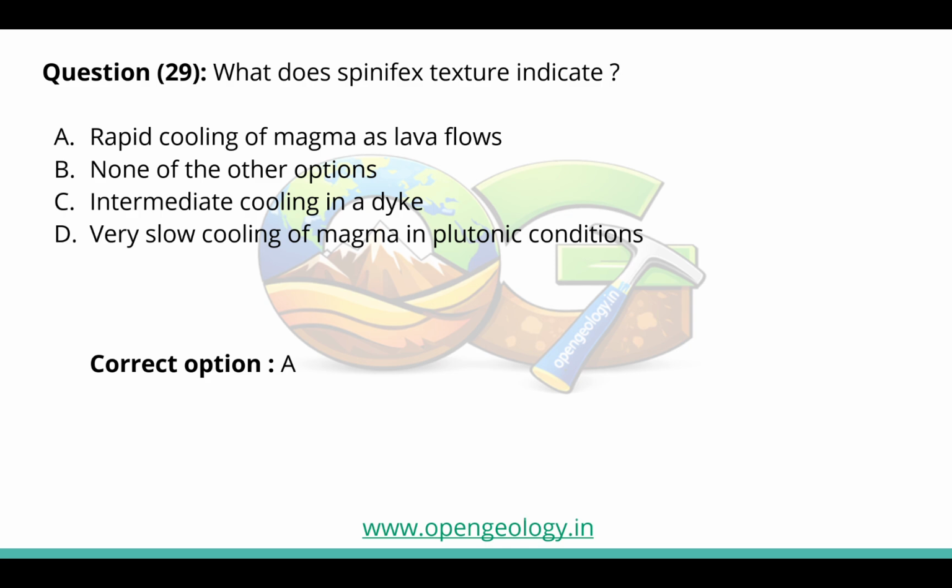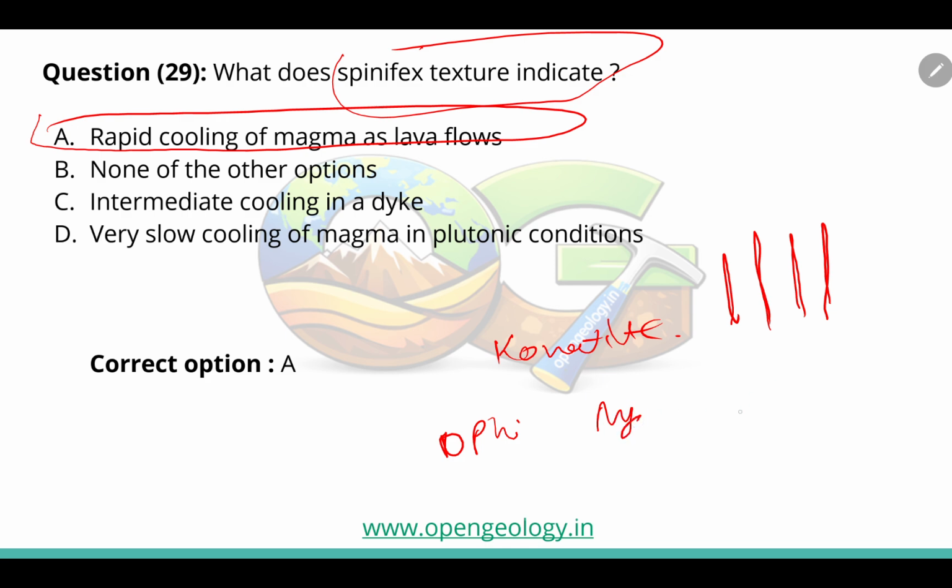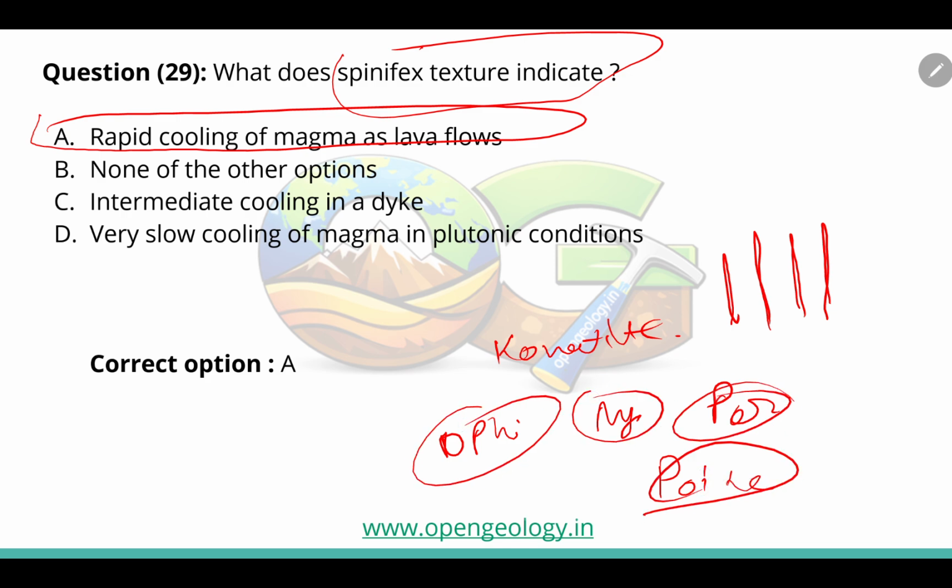Now another question is, what does the Spinifex texture indicate? Spinifex texture is a characteristic of komatiite rock. This komatiite rock shows spinifex because of the rapid cooling of magma as the lava flows. As it cools rapidly, it causes needle-like structures. We call those the Spinifex textures. So you should learn all of the textures, like the ophitic texture, myrmekitic texture, porphyritic texture, poikilitic texture.